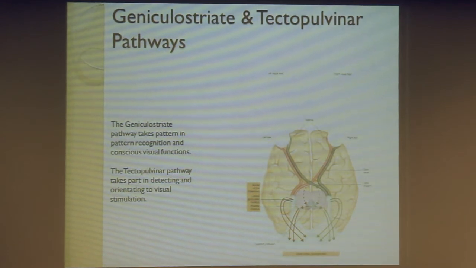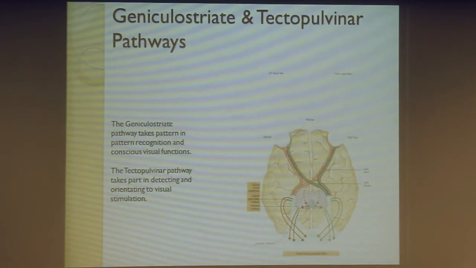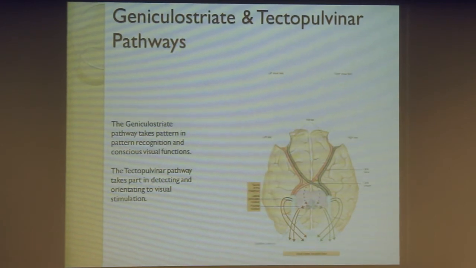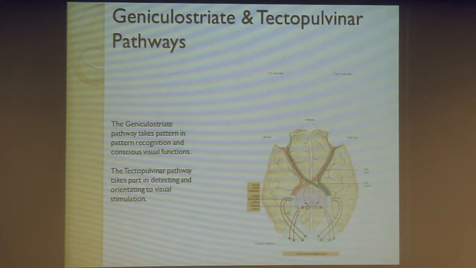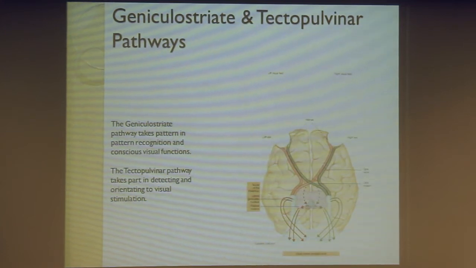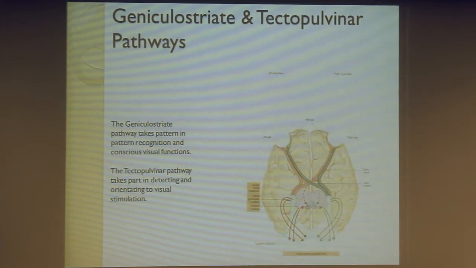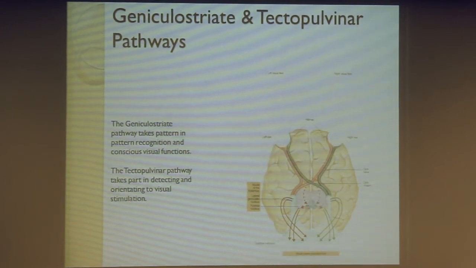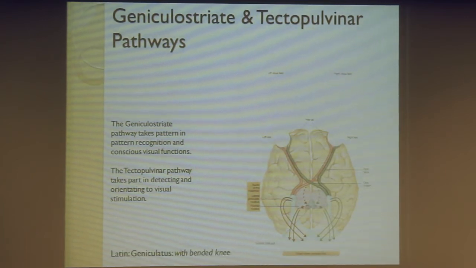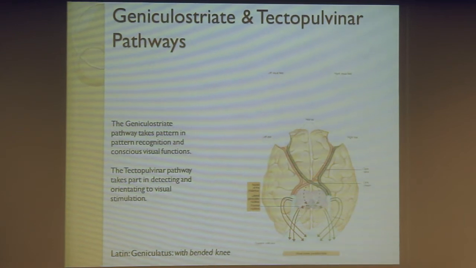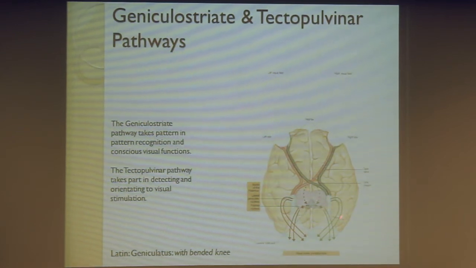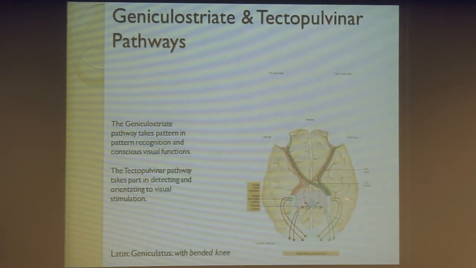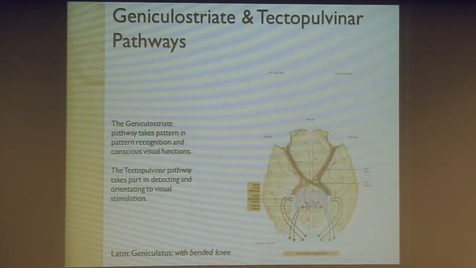And this is where people are blind, but they can still sense where something is. So if something is moving towards them, they'll be able to stop it. They can't see it, but somehow they just know where it is. It's because of that little pathway. Okay. Just so you know, geniculatus means with bended knee, and you can see the bended knee, I think, comes from this angle here of that pathway.